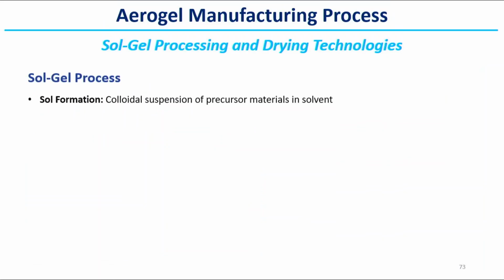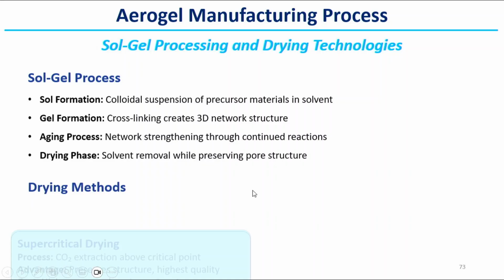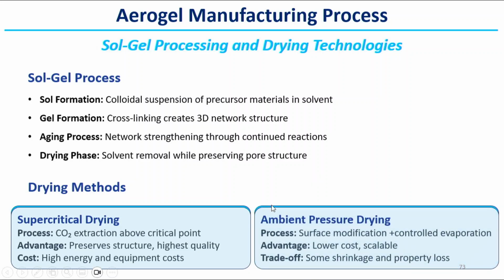Now, the manufacturing method is the sol gel process. First is the sol formation, where a colloidal suspension is formed. Then gel formation, cross linking, and it forms a 3D structure. Then the aging process, where network strengthening takes place. Then drying: the solvent is removed and we get the dry aerogel. Drying is by supercritical drying or ambient pressure drying. So, these are the two methods of drying we can normally use.